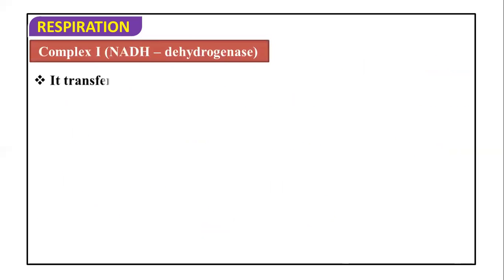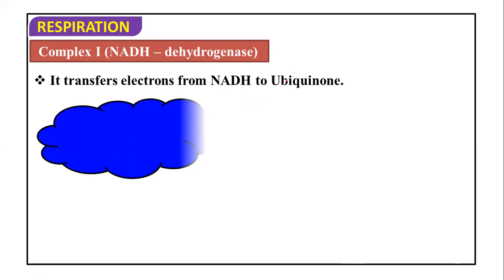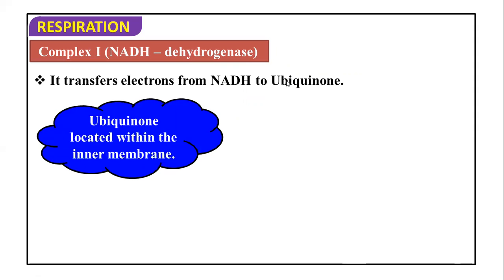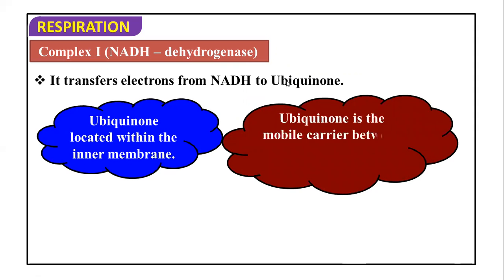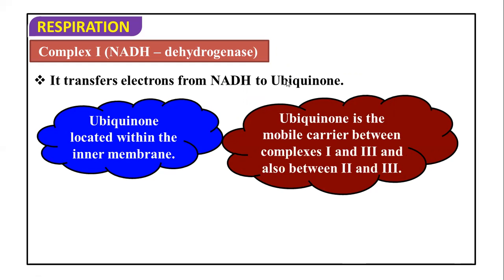Now, as we have discussed, there are 5 complexes. Complex 1, as we have discussed, is where the electron and hydrogen pass from NADH2 to FMN and through FMN to ubiquinone. This is complex 1, which is also known as NADH dehydrogenase complex or FMN NADH dehydrogenase complex, and it transfers electrons from NADH to ubiquinone. Ubiquinone is located within the inner membrane, and it is the mobile electron carrier between complex 1 and complex 3, and also between complex 2 and complex 3, as we have discussed.